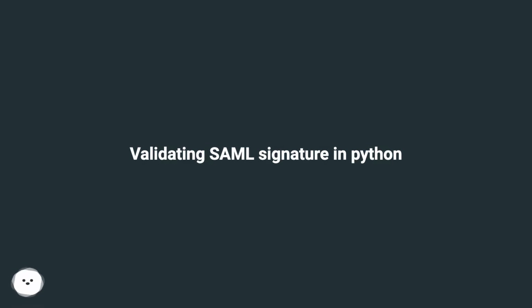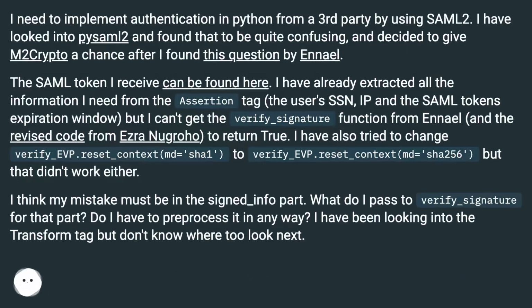Validating SAML signature in Python. I need to implement authentication in Python from a third party by using SAML 2. I have looked into PySAML2 and found that to be quite confusing, and decided to give M2Crypto a chance after I found this question by Enel.